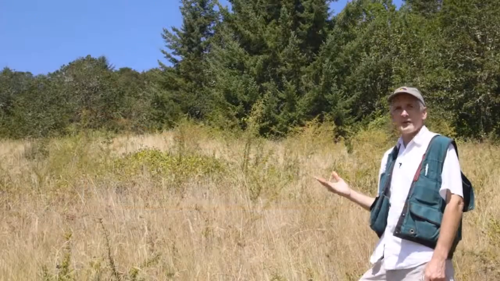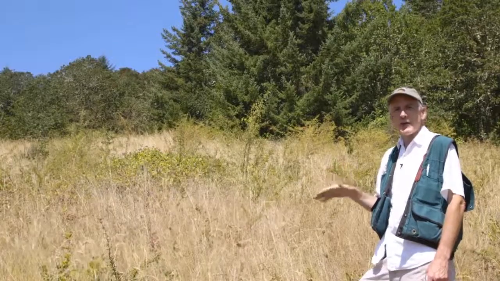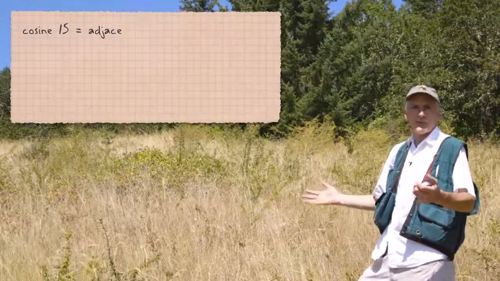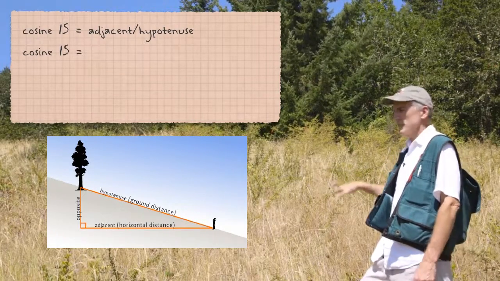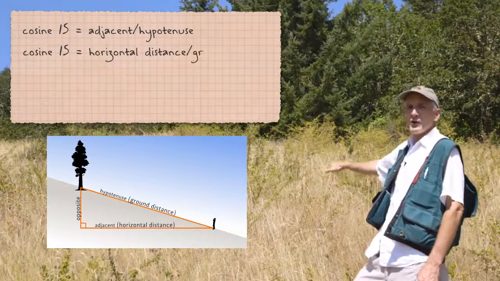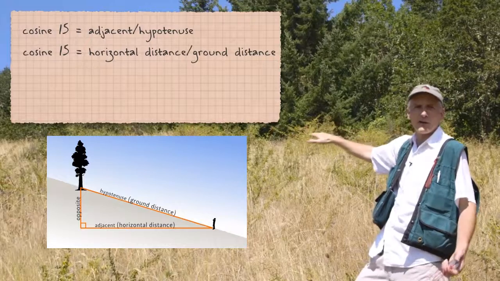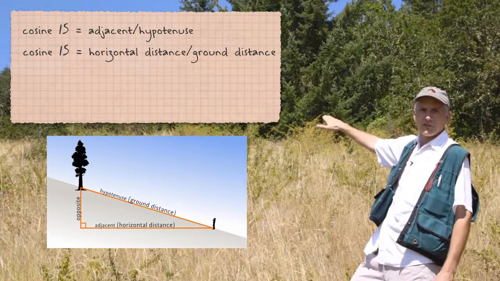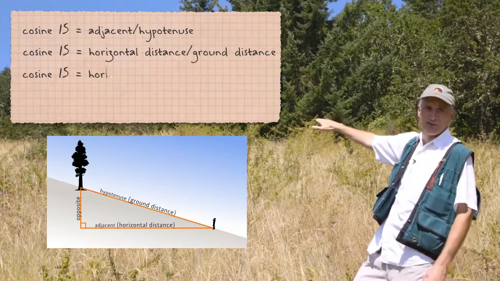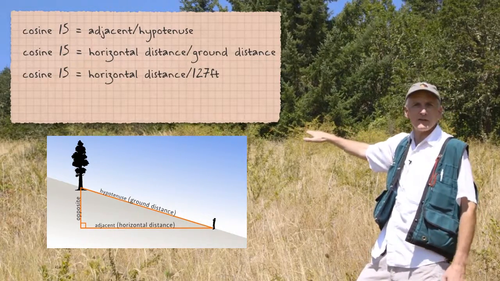So in terms of our right triangle, in order to determine that horizontal distance, we need to use the cosine function. So cosine of our angle of elevation is equal to horizontal distance over hypotenuse, or ground distance. Horizontal distance over ground distance. We've determined that ground distance. That's 127 feet.